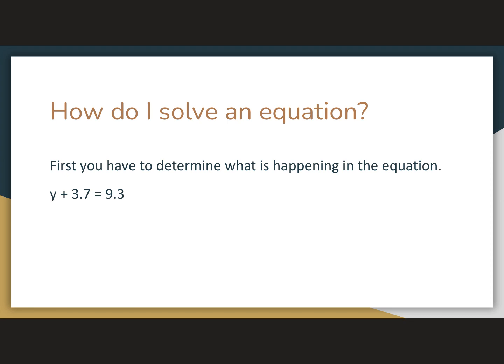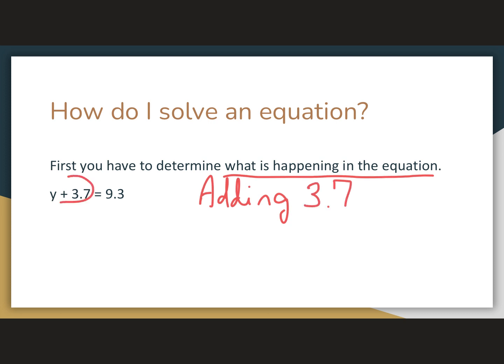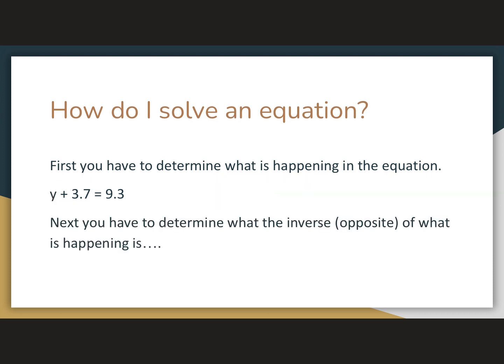So how do I solve an equation? First, you have to determine what's happening in the equation. So that's the very first thing. So in this equation, I'm adding 3.7. I see it right there being added to my y. The next step is to determine the inverse or the opposite of what's happening. So the opposite of adding 3.7 is going to be subtracting 3.7.